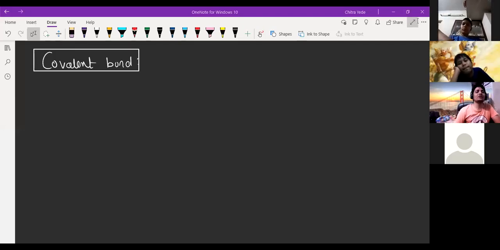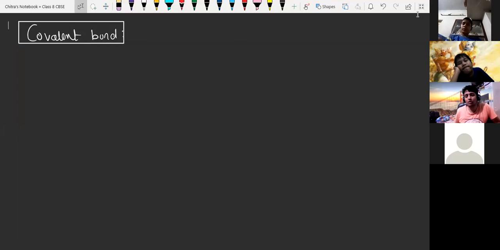So students, we are going to start the covalent bond in order to understand how elements share electrons with other elements to form a chemical bond. So first we have to go through the definition of covalent bond.